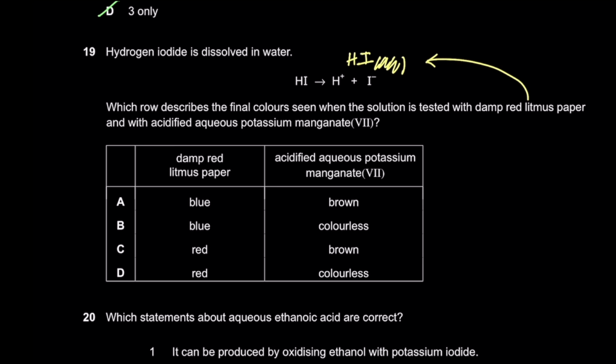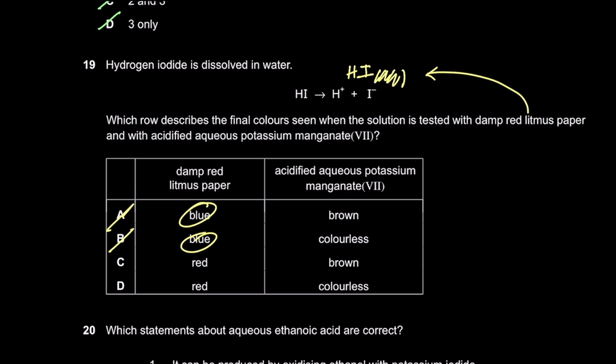It'll remain red. It won't turn blue because acids turn damp blue litmus red. If it's already red, it'll remain red. So blue, wrong. Now it says what will happen if you test it with potassium manganate. Potassium manganate is the oxidizing agent and iodide ion is the reducing agent. So they're going to react, and because this is an oxidizing agent, it's going to oxidize the iodide ion to iodine, I2 aqueous, which is going to be brown, right? So C is the correct option.